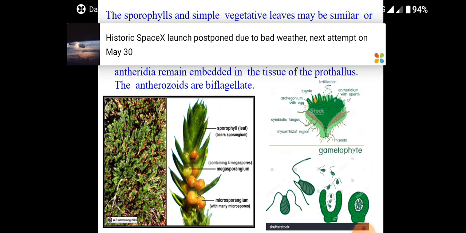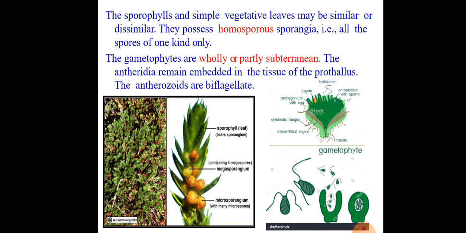The sporophylls and the simple vegetative leaves may be very similar in the case of Lycopodium. They possess a homosporous sporangium, that is, all the spores are of one similar kind in appearance. The gametophytes are wholly or partially subterranean, and the antheridia remain embedded in the tissues of the prothallus, with rhizoids and biflagellate sperms.